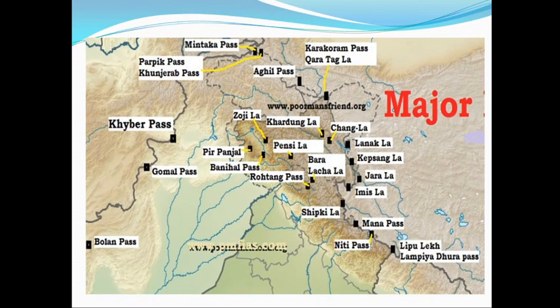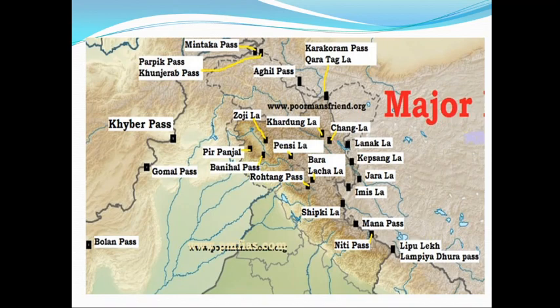Next, Lanka La, again here. It connects India and China, especially Jammu Kashmir. Next, Pir Panjal. Pir Panjal should be somewhere here. Here we have Pir Panjal. So this is across the Pir Panjal range. It connects Jammu and Kashmir Valley.